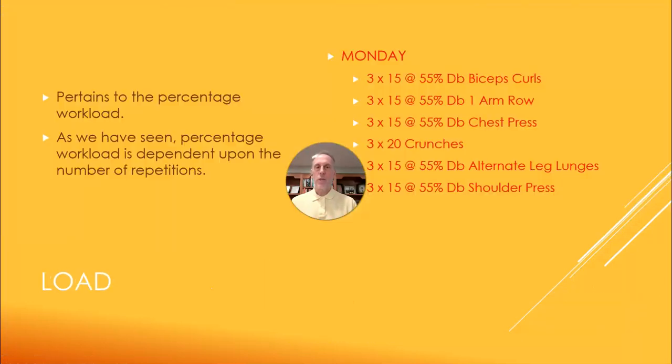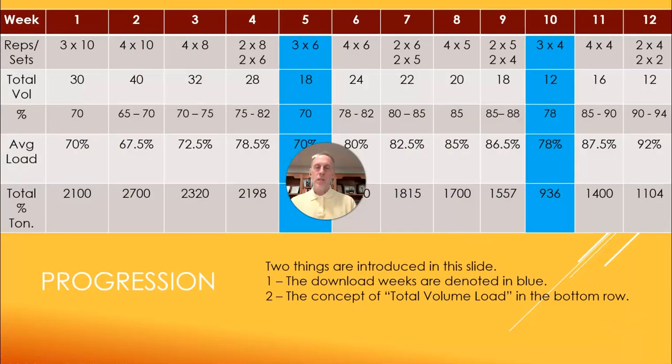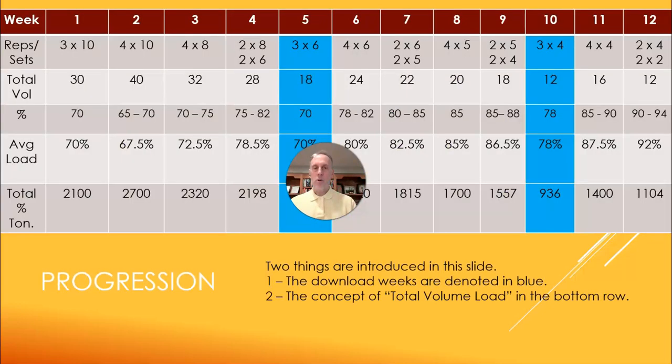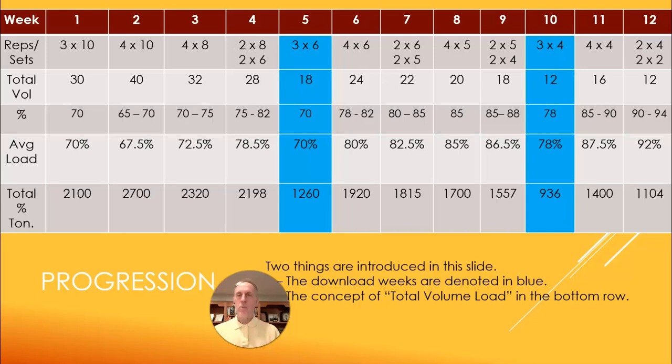And then when we get into program design, it's a combination of manipulating the variables, which include load and repetitions, which is volume, total volume load, or even over the course of a 12-week program, how you manipulate the rep and set schemes to have the inverse relationship between intensity going up and volume going down over time.